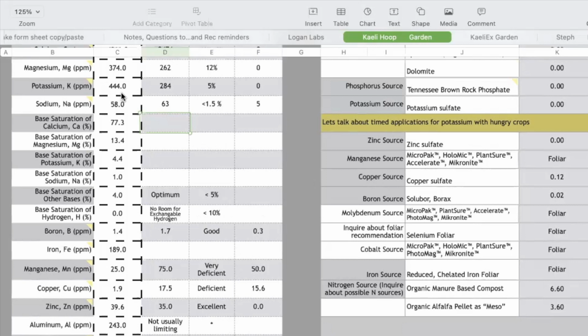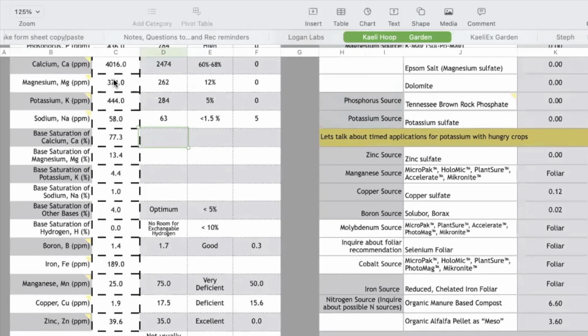If we have too much potassium being made available in the soil solution, they're taking that up, and they can't help but take it up. There's not a way for them to prevent from taking it up. And so I wouldn't apply any more potassium to your soil.